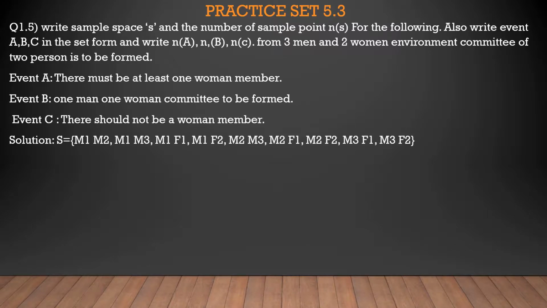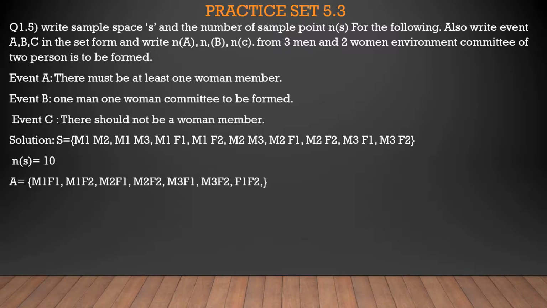Solution: S is equal to M1 M2, M1 M3, M1 F1, M1 F2, M2 M3, M2 F1, M2 F2, M3 F1, M3 F2. So total sample points in sample space S is 10. Event A is there must be at least 1 woman member. So those sample points are written as M1 F1, M1 F2, M2 F1, M2 F2, M3 F1, M3 F2, M1 F2. So total sample points in event A is equal to 7.